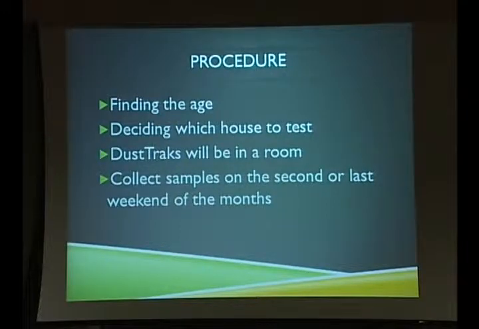We started by finding the age of the two houses, the location, and which house does not have any pets. A Dustrak machine will be placed in one of the rooms so we could collect the samples on the second and last weekend of the month. We located two houses, one in town and one out of town. The house out of town is newer and has no pets, while the older house is in town and has pets.